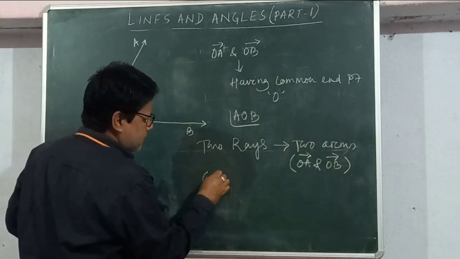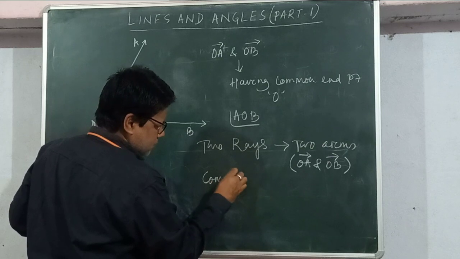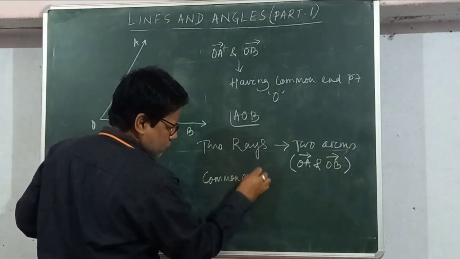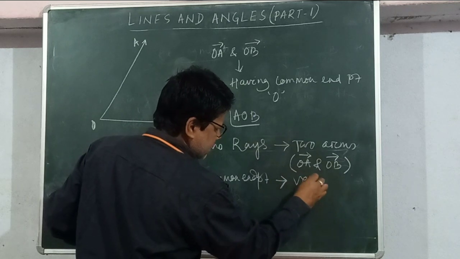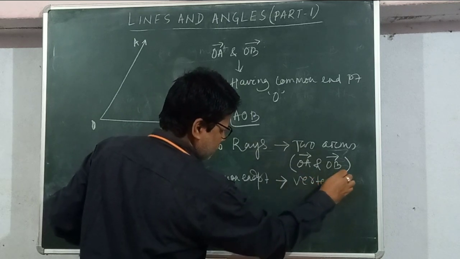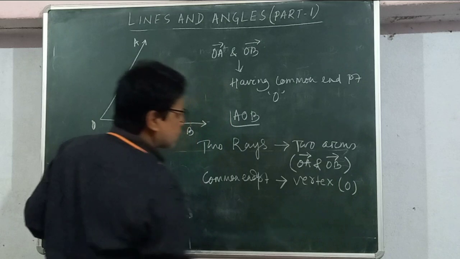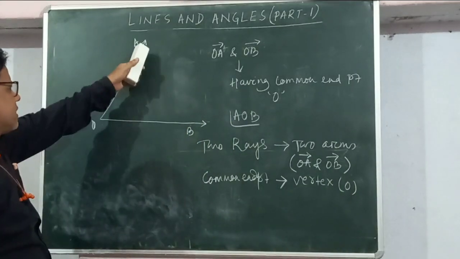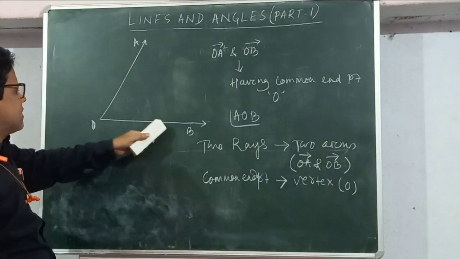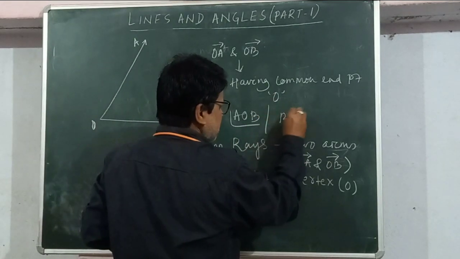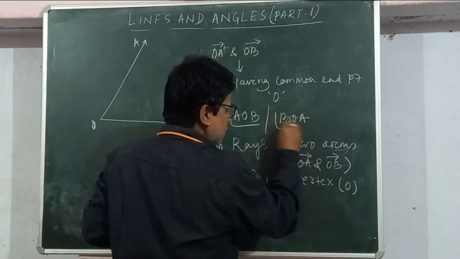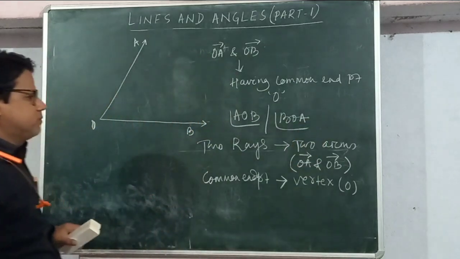The common endpoint is called the vertex of the angle. That is O. So an angle can be written AOB. This angle can be written as AOB or BOA.